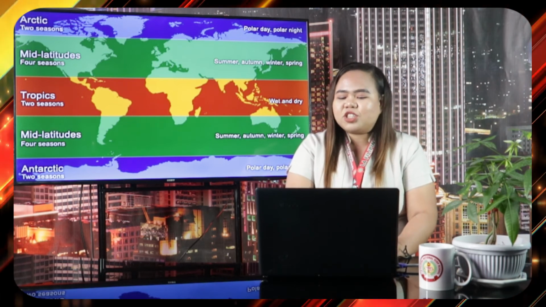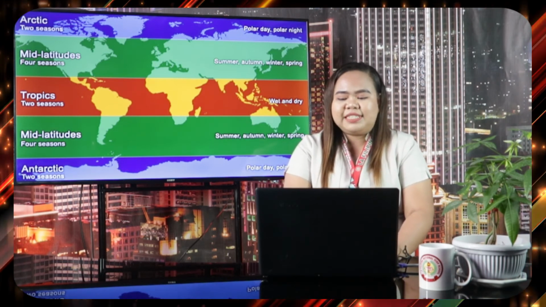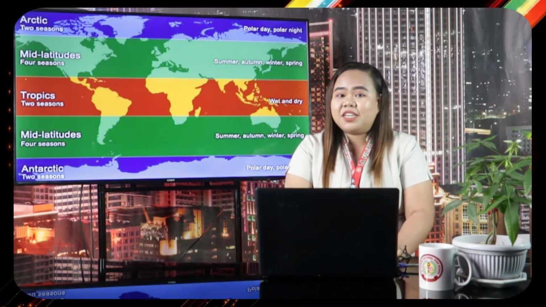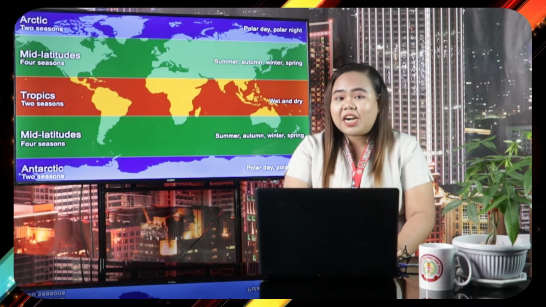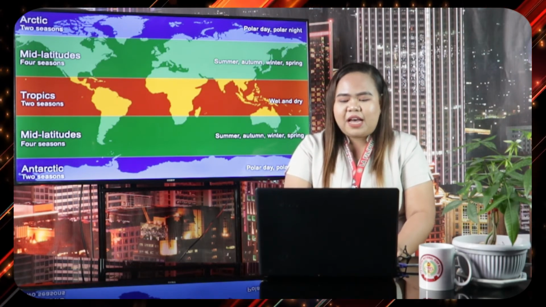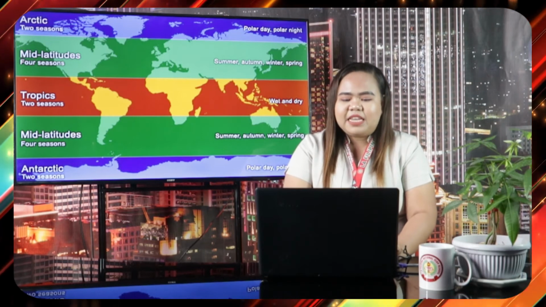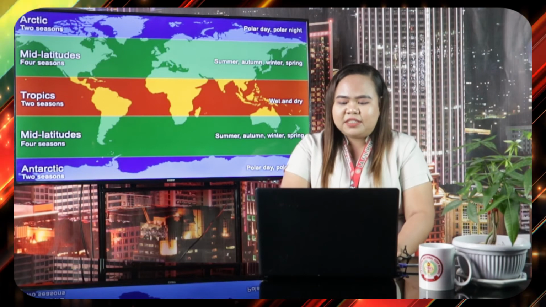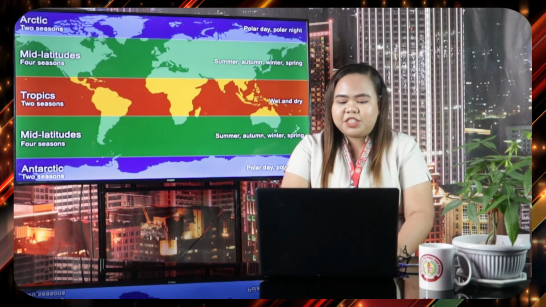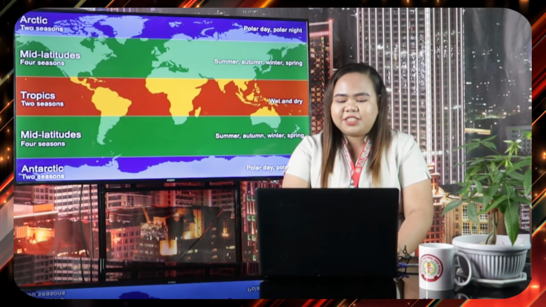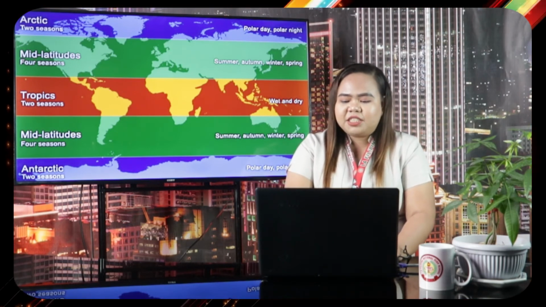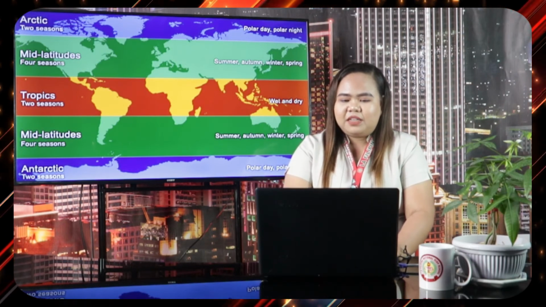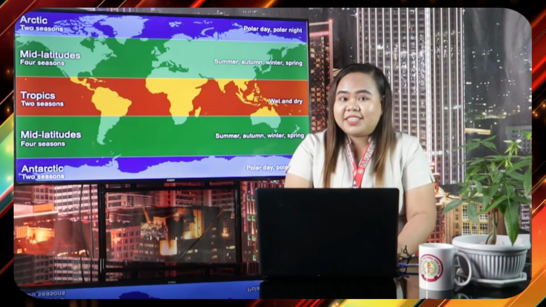While in the tropics, they experience two seasons. They have wet and dry season. Can you name some countries located in this imaginary line? Okay, we also have in the next one, in the mid-latitude or the Tropic of Capricorn, they experience four seasons. They have summer, winter, autumn, and spring. And the last one, in the Antarctic region, they experience two seasons. They have polar day and polar night. If you are done, let us name some.